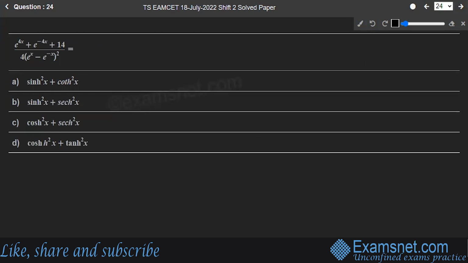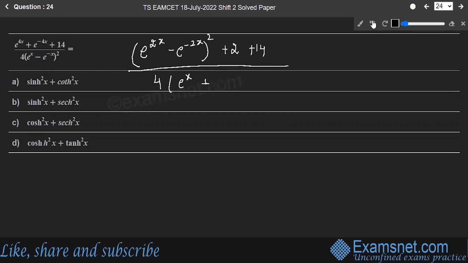So e raised to power 4x plus e raised to power minus 4x plus 14 divided by 4 multiplied by (e raised to power x minus e raised to power minus x) whole square is equal to. So this whole expression, I can write it like this. (E raised to power 2x minus e raised to power minus 2x) whole square plus 2 plus 14 whole divided by 4 into (e raised to power x minus e raised to power minus x) whole square. Right? I can do this.